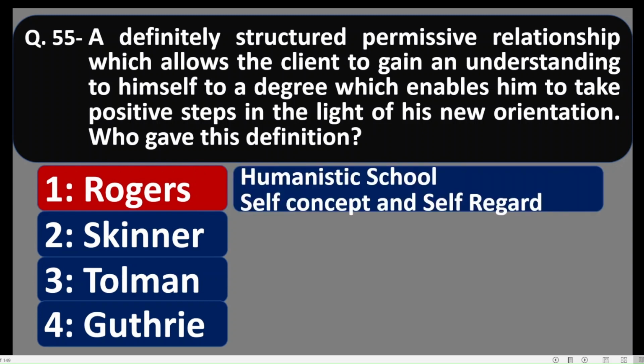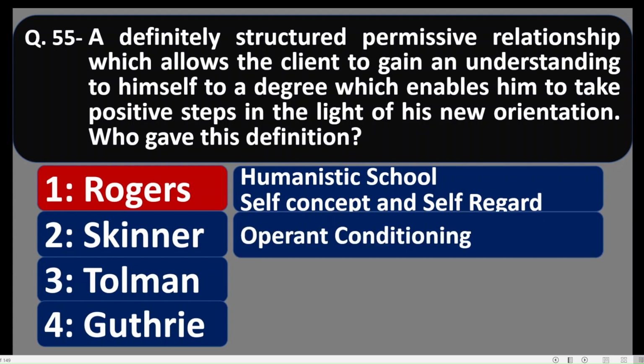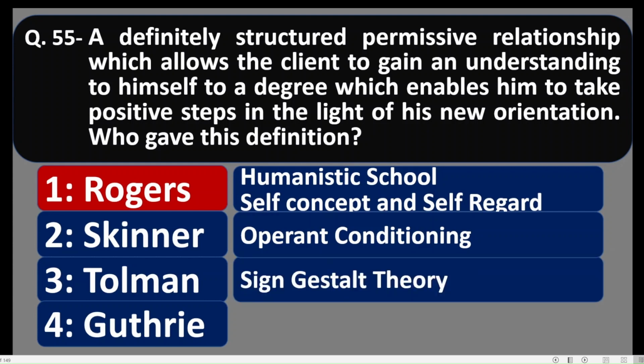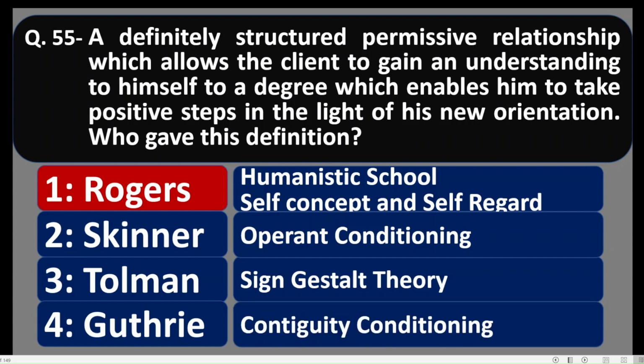Rogers belonged to humanistic school of psychology. He has talked so much about self-concept and self-regard. Skinner, we know that operant conditioning is associated with. Tolman is associated with sign Gestalt theory of learning, and Guthrie, contiguity conditioning. So correct option is Rogers.